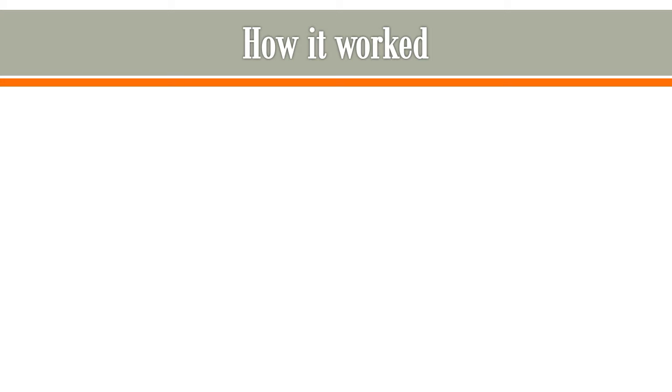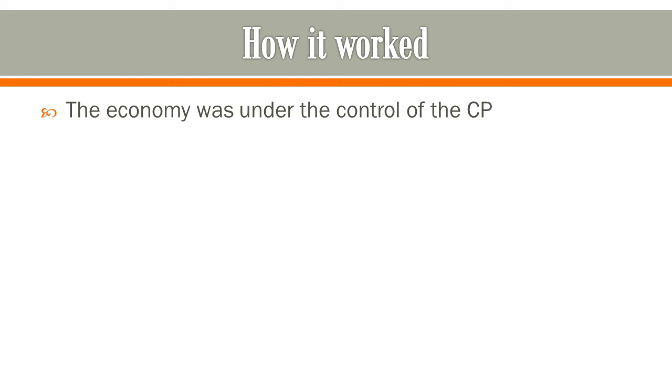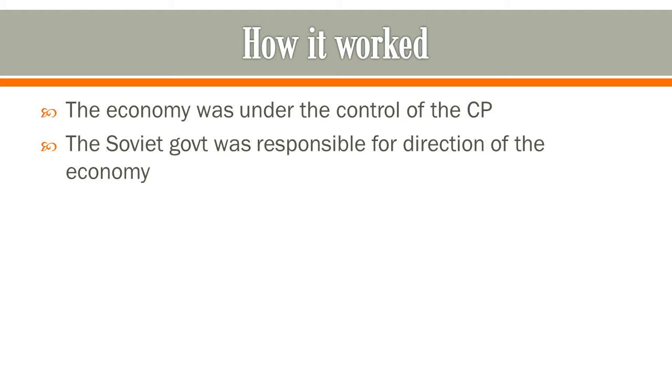industry. So let's take a quick look at how the economy worked, and this is a bit of a review. Basically, the economy was under the control of the Communist Party. When the party met in the congresses, that's when the basic rough outline of what the economy would look like was decided and laid out, hence the 5-year plans. But the government itself was responsible for the day-to-day operation of the economy. So it was the government's responsibility to make the goals outlined in the 5-year plan happen.